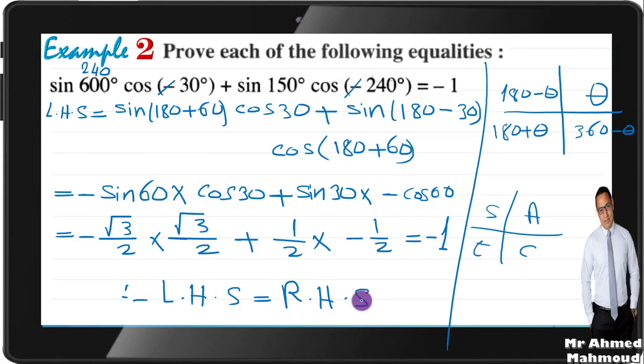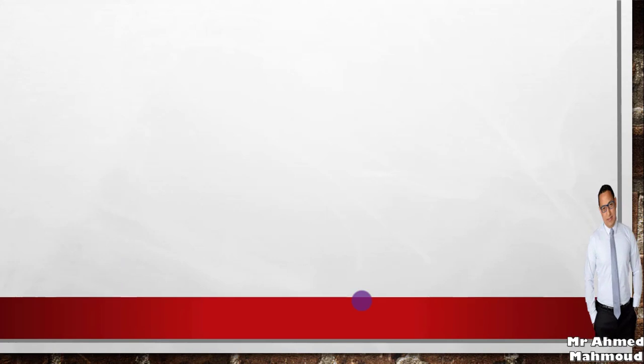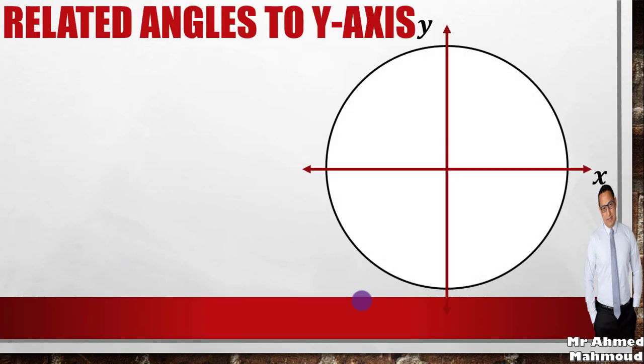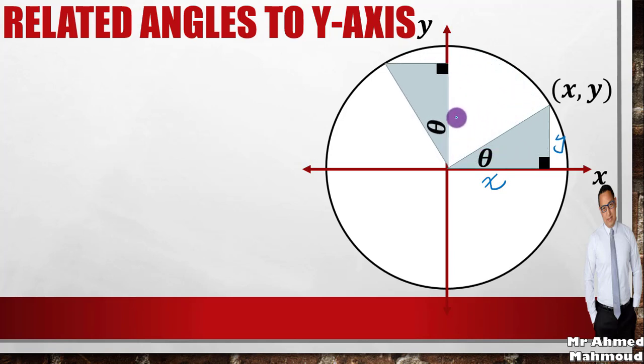Okay, now let's study the related angle in y-axis, and let me show you what will happen when we rotate the angle according to the y-axis. Okay, now we have here angle theta. Don't forget that if its coordinate is x and y, the greater one is x and the smaller one is y. What will happen when we rotate this triangle according to the y-axis like this? So the bigger one is x and the smaller one is y. But here this is negative y because this is in the negative direction.